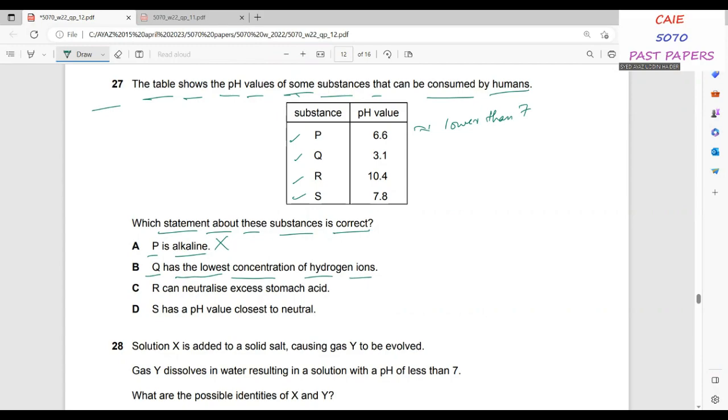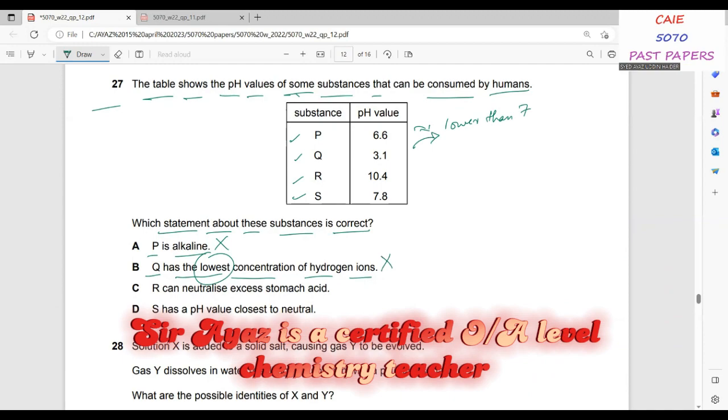B, Q has the lowest concentration of hydrogen ions. You see, pH is the power of hydrogen, and if the concentration of hydrogen ions is higher, the pH will be low. So Q must have a higher concentration of hydrogen ions because its pH is lower than 7. So this is again wrong. C, R can neutralize excess stomach acid. Let's see the pH value of R. The pH value of R is 10.4, which indicates it's alkaline. So it can be used to neutralize the acidity in the stomach. So this will be the right statement.